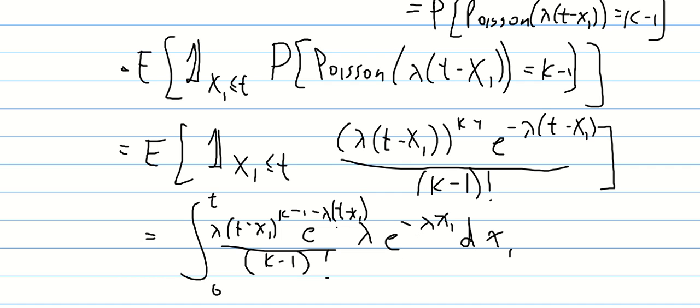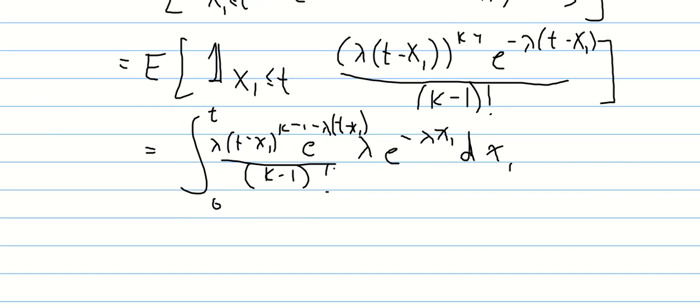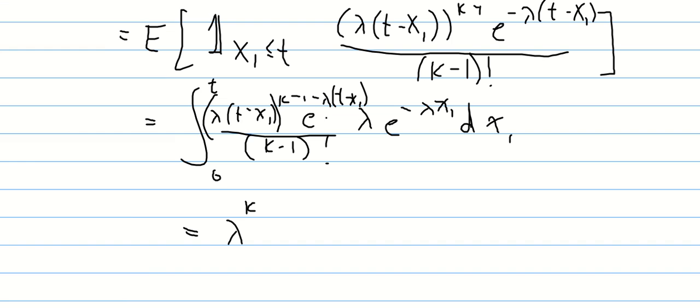And now you see that the exponential of minus x1 is going to cancel this, and we have an integral that is very classical. You can do it yourself, but you're going to end up with lambda. This lambda here is to the k minus 1. It's going to join with this lambda and become lambda to the k. This exponential is going to be exponential of minus lambda t, because the x1 part will cancel with this part.